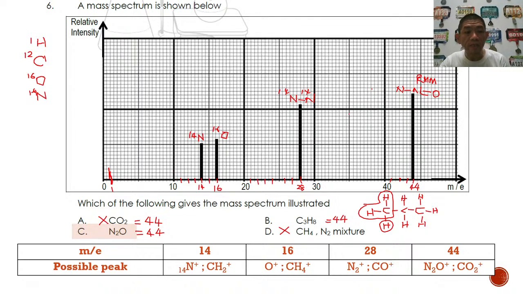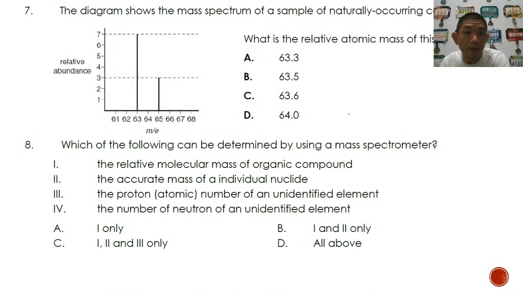So that is for question number 6. Then we go to the next one, which is question number 7. The diagram shows the mass spectrum of the sample for naturally occurring copper. What is the relative atomic mass of this copper? We can see in here the abundance for copper 63 is 7, and the abundance for copper 65 is 3.